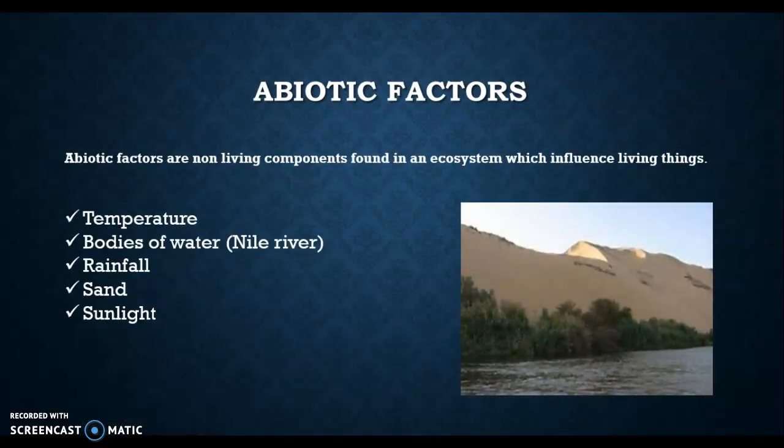Abiotic factors. Abiotic factors are non-living components that are found in an ecosystem and that influence living things. The abiotic factors for the Sahara Desert are temperature, bodies of water, which is the Nile River, rainfall, sand, and sunlight.